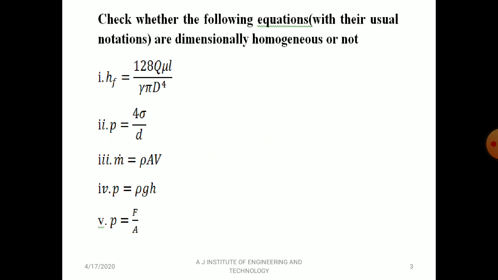First problem: check whether the following equations, with their usual notations, are dimensionally homogeneous or not. First one, HF equal to 128 Q into mu into L divided by gamma into pi into d to the power 4. Second one, P equal to 4 sigma by d. Third one, M dot equal to rho AB. Fourth one, P equal to rho GH. And fifth one, P equal to F by A. Now let us first go for sub question 1, that is HF.